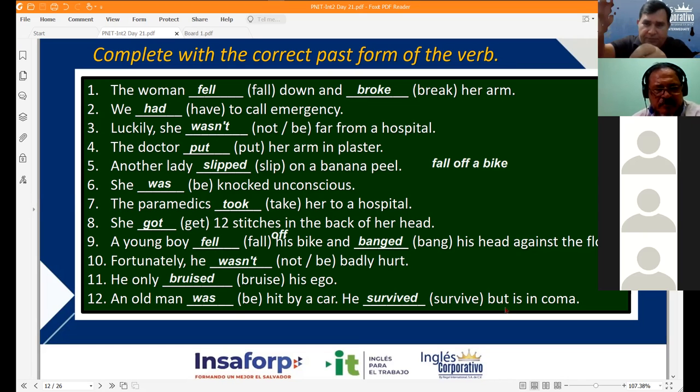Teacher, stitches. Stitches are like, right? Okay. A young boy fell off his bike and banged his head against the floor. Fortunately, he wasn't badly hurt. He only bruised his ego. An old man was hit by a car. He survived, but is in a coma. Okay, so this is describing accidents, right?